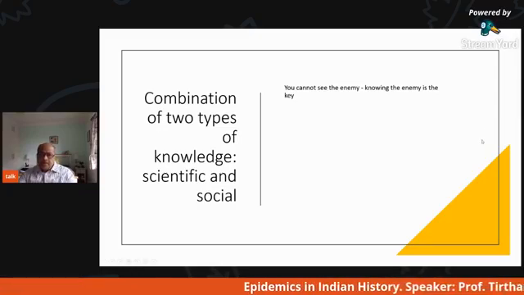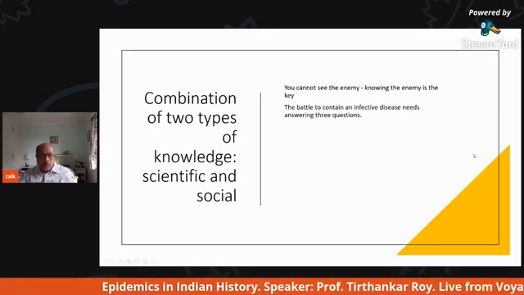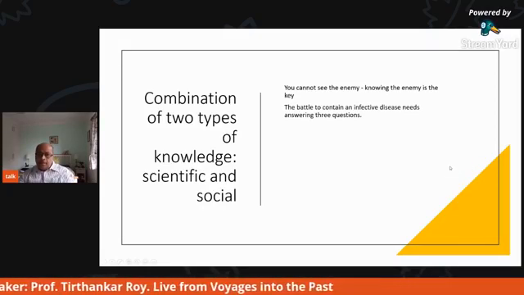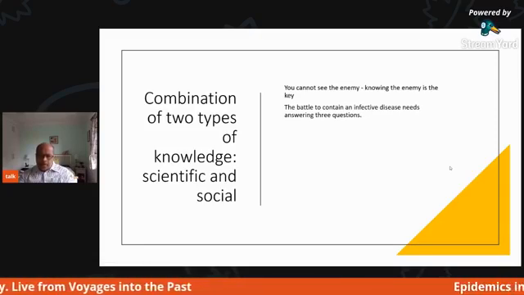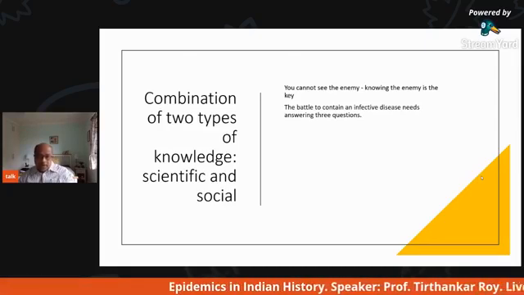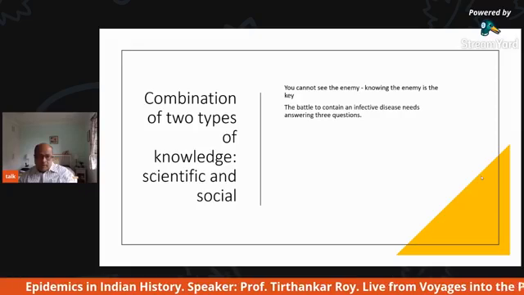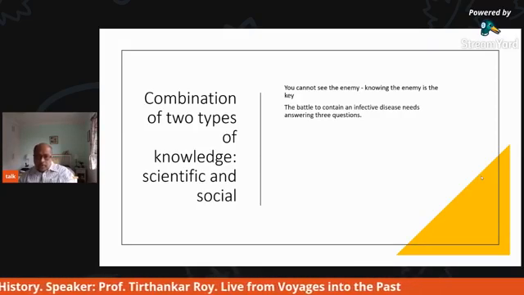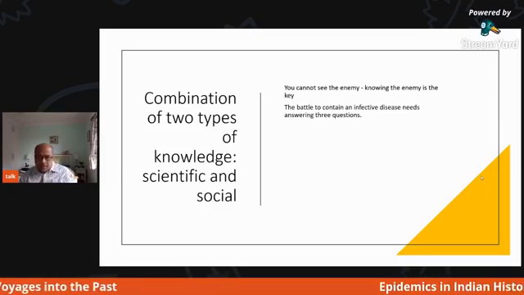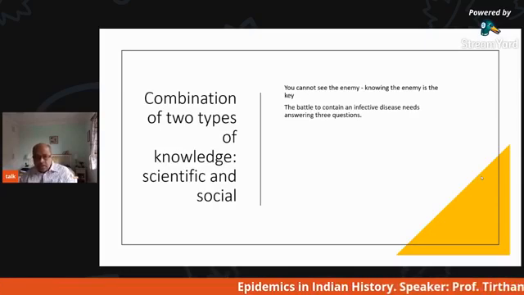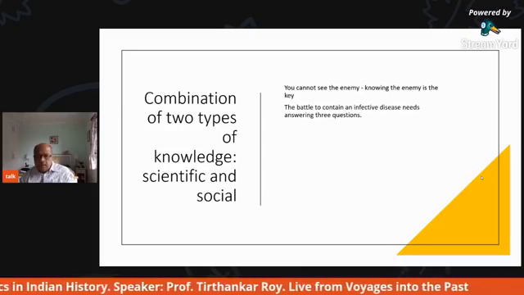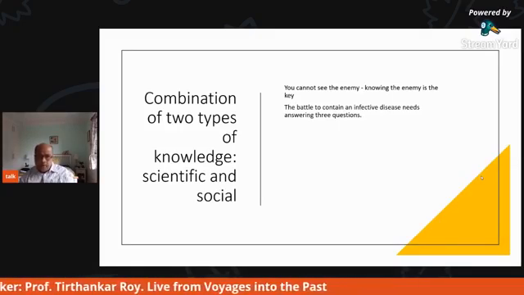Now, the science of dealing with epidemics is a relatively new development in the history of science or history of biology. And this understanding that the battle to contain an infective disease is a battle on the plane of knowledge, that enterprise has been divided up into answering three types of questions, and that whole package is a relatively modern understanding. It really took shape in the late 19th century.